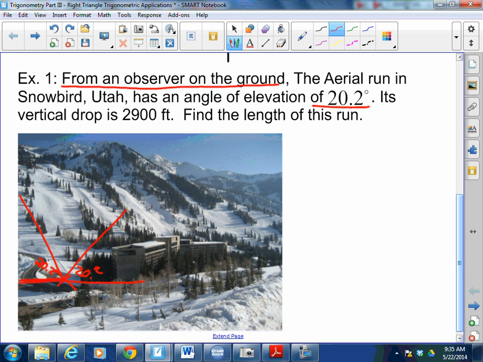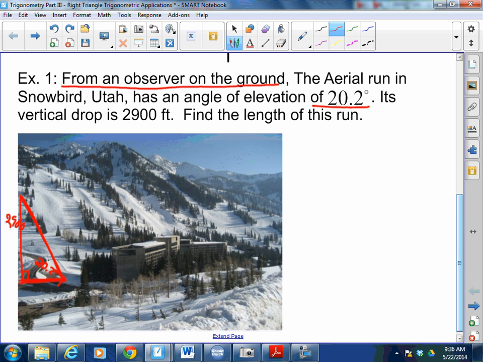Doesn't really matter. You could look at it from the left or the right. Thank you, sir. Now, it says the vertical drop is 2,900 feet. That's in most brochures. So I just created a right triangle, guys. And that's 2,900 feet. I want to know how long is the run, the hypotenuse?